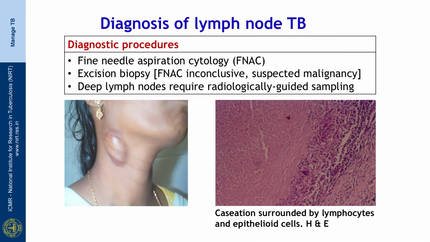Coming to the lymph node tuberculosis, the FNAC, that is fine needle aspiration cytology, should be done, and this sample should be sent for Xpert MTB/RIF, smear, culture and cytology. If the FNAC is inconclusive, and especially when we are thinking of malignancy, excision biopsy should be done. For mediastinal lymph nodes, we can do bronchoscopy guided, that is the transbronchial needle aspiration or endobronchial ultrasound, and we can have the specimen, and that can be sent to the appropriate investigations as we just discussed. And there may be deep seated lymph nodes which may require radiologically guided sampling.